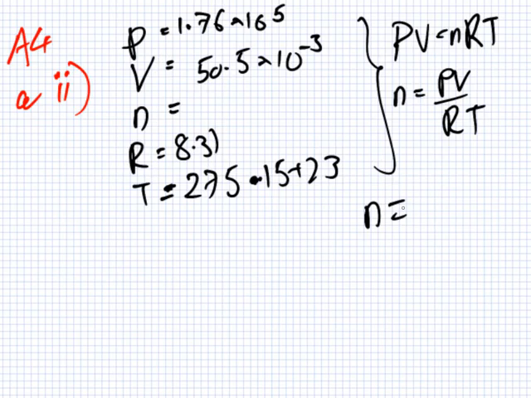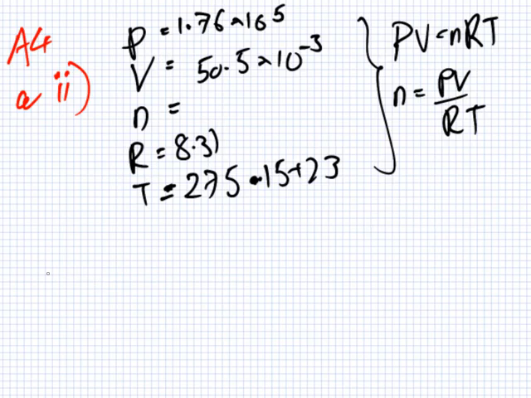Did I type something wrong in there? My answer is different. 1.76 times 10 to the 5. Pressure is 1.76 times 10 to the 5. Volume is 50.5 times 10 to the minus 3. I did, sorry. Mistyped my decimal point.